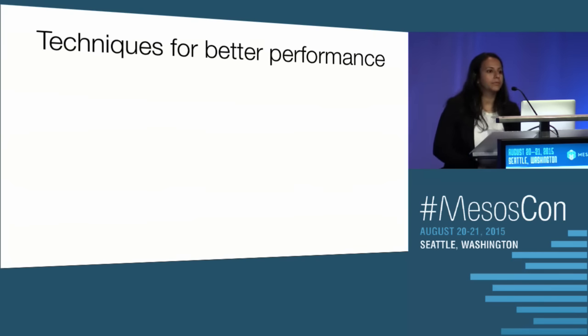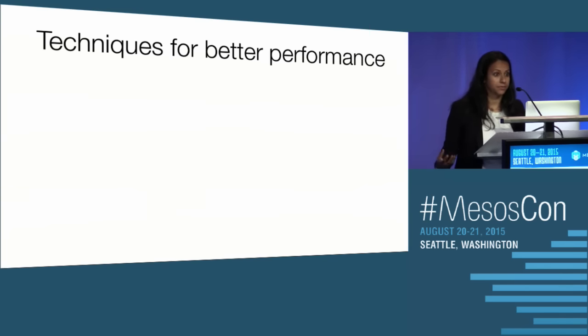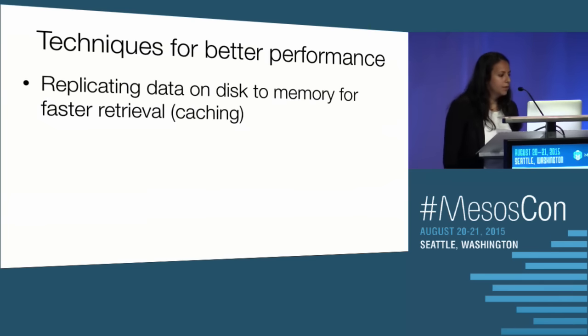So let's talk about some techniques that we often use for better performance, and then a few gotchas that I've seen with these techniques, a few of the challenges for implementing these techniques at scale. I'm being a little bit general here, but almost all the ways I've seen for improving performance in your data store come down to these three things, aside from just making your code run faster or getting a faster processor. The first one is replicating data on disk into memory for faster retrieval, also commonly known as caching.